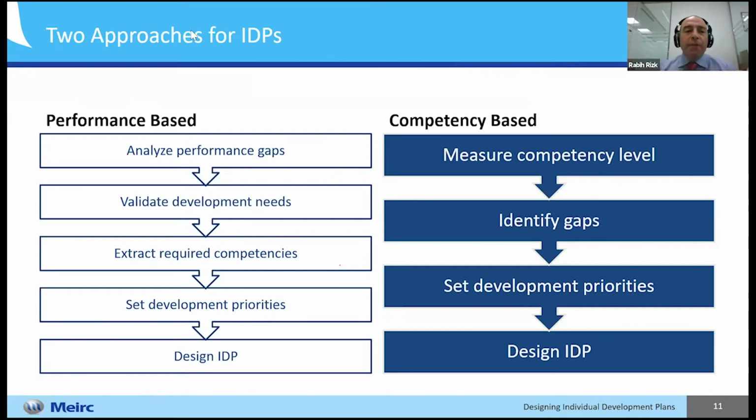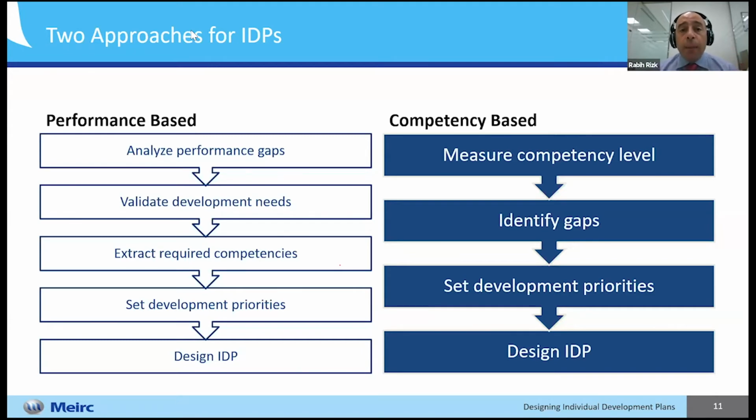So, for example, if you are at level 1 and you are required at level 4 on a certain competency 1, and on competency 2 you are required at level 4 but you are at level 3, then most probably you will think that the priority goes for competency number 1, because there are three levels of difference in terms of the gap. However, this is not always true, and here comes the business alignment.